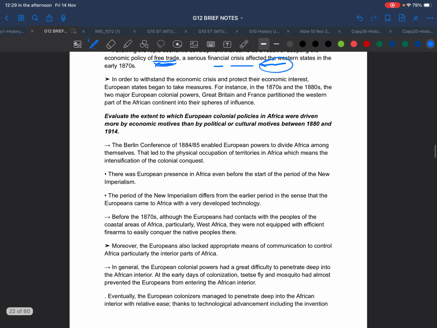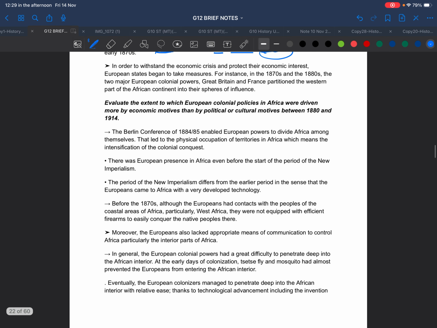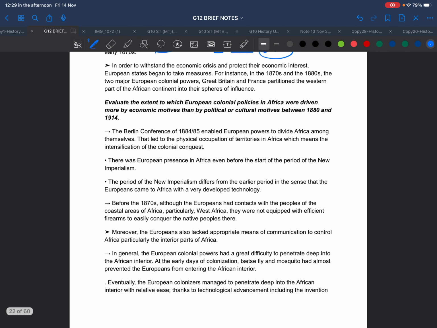In order to withstand the economic crisis and protect their economic interests, European states began to take measures. For instance, in the 1870s and 1880s, the two major European colonial powers, Great Britain and France, partitioned the West African part of the continent into their spheres of influence. As you know, they were old rivals and enemies, even coming into conflict in parts of Africa, including Egypt.